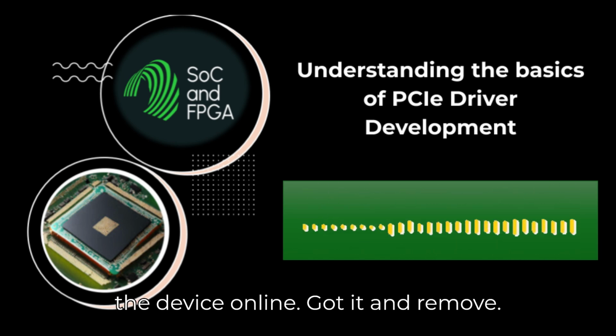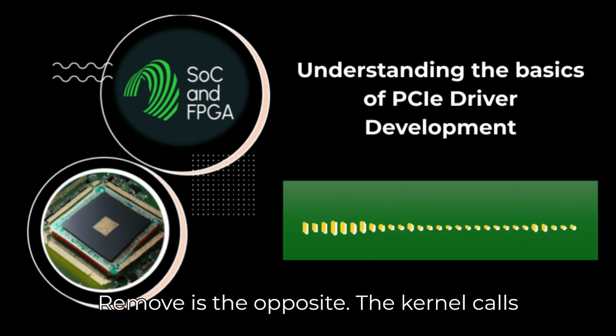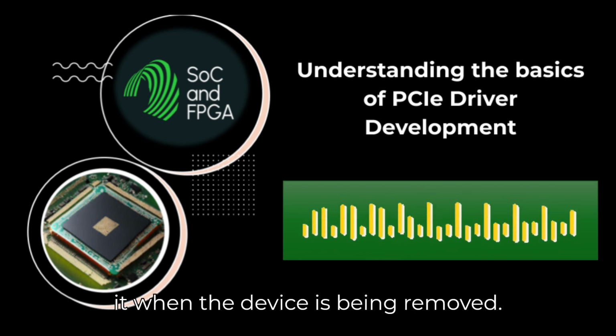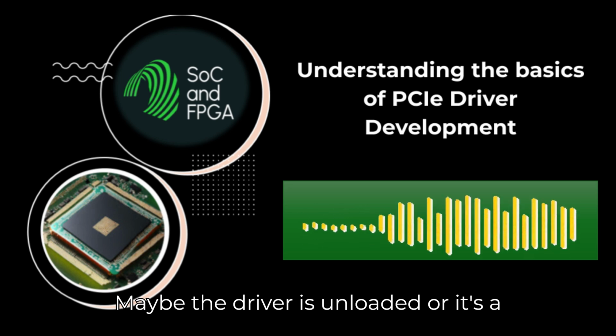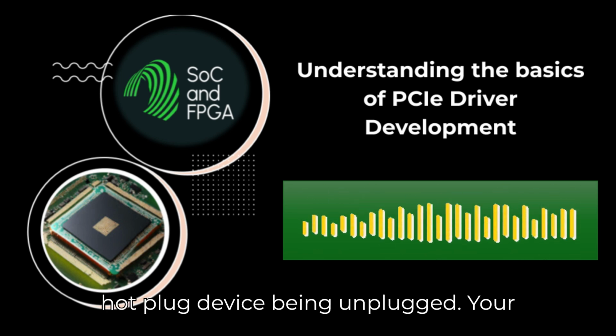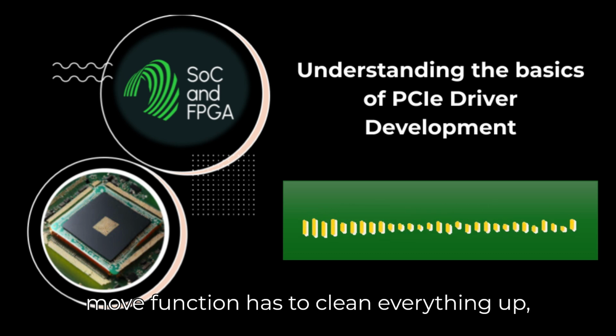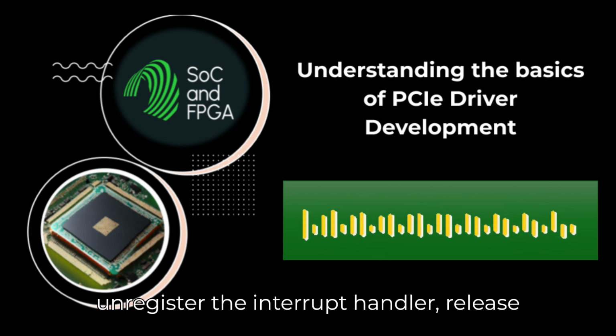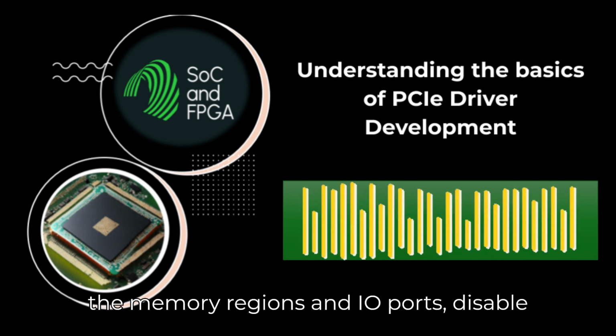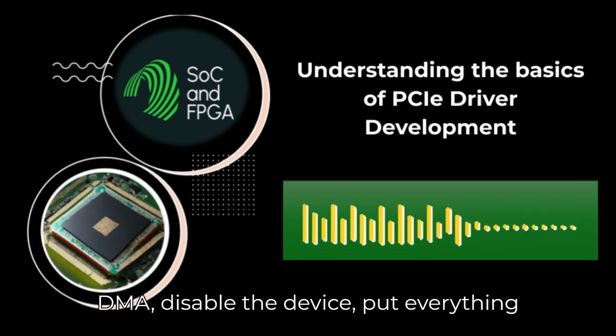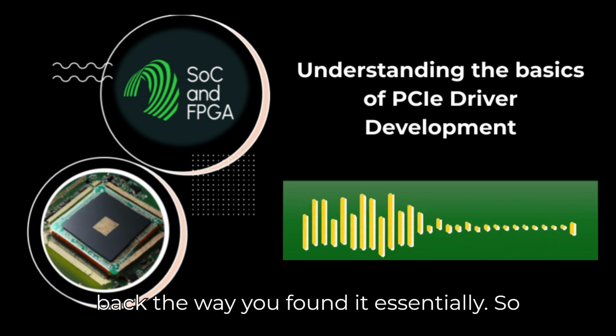Got it. And remove? Remove is the opposite. The kernel calls it when the device is being removed, maybe the driver is unloaded, or it's a hot plug device being unplugged. Your remove function has to clean everything up: unregister the interrupt handler, release the memory regions and IO ports, disable DMA, disable the device, put everything back the way you found it, essentially.